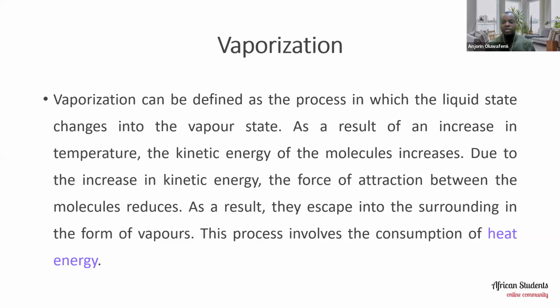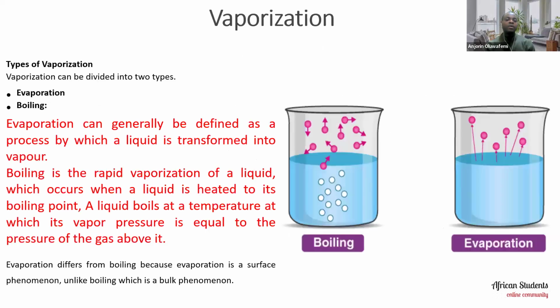What happens basically is that energy is consumed by the liquid, and then it increases the kinetic energy. It lets the movement of the particles become more free until it gets to a place of being a gas, and then it escapes into the surroundings. Okay, all right. Now, we have different types of vaporization. Vaporization can be divided into two types: evaporation and boiling. These are the two types of vaporization that we have.